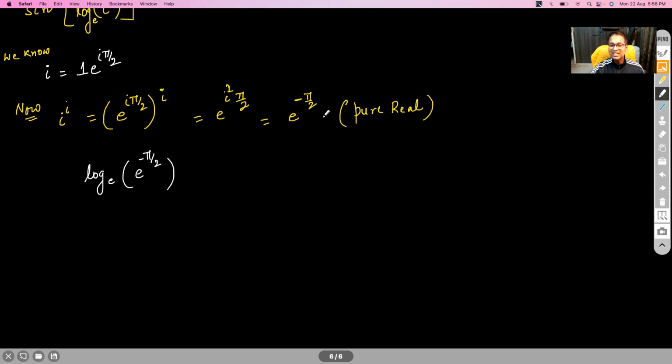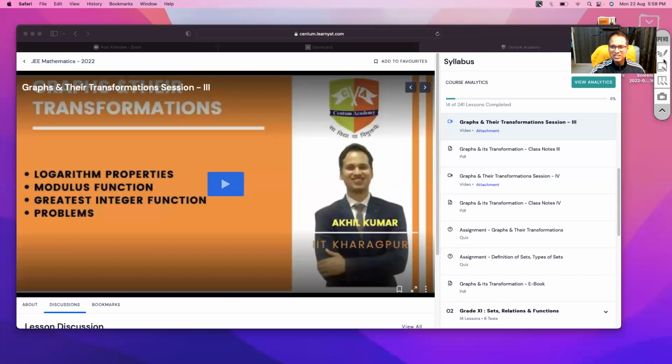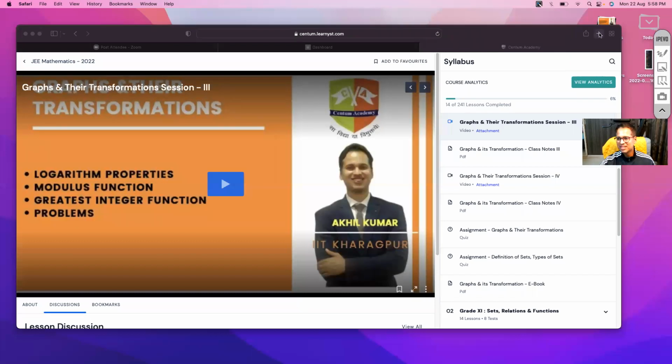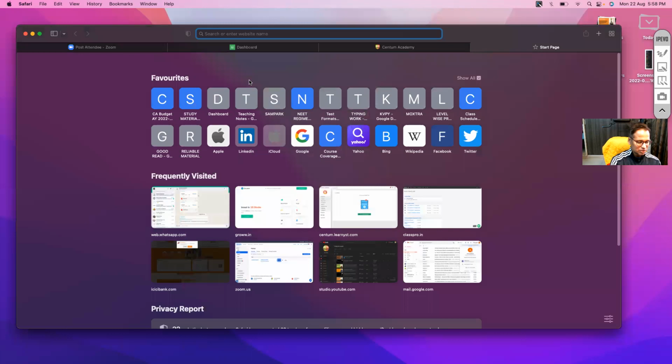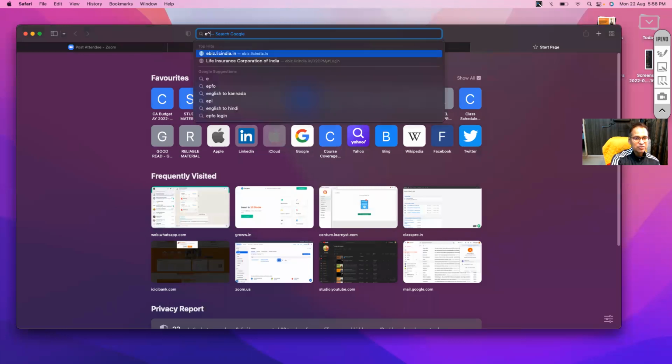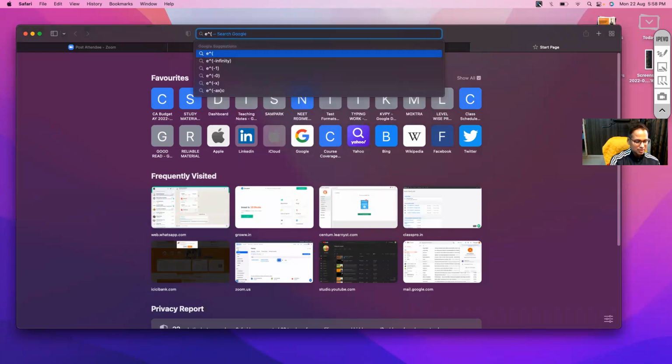If you ask its value, then I have to pick up a calculator. Okay, let's calculate its value also. Let me just do this operation: e to the power of minus pi by 2.